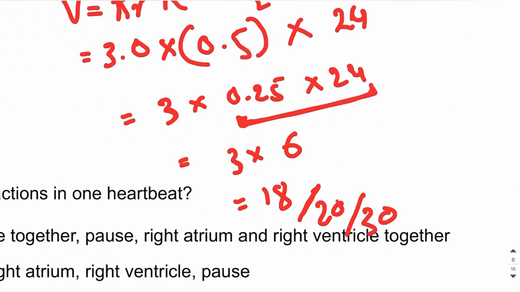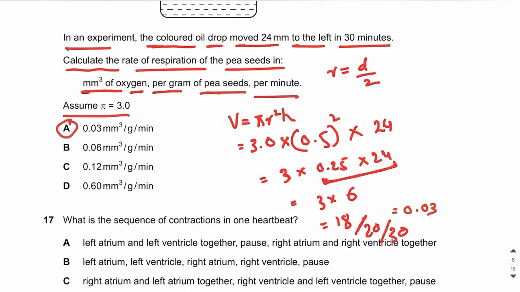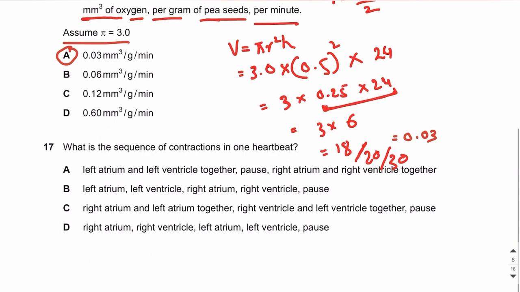So guys, I was saying that if you divide 18 by 20 and then you divide the answer by 30, you will get the answer that is 0.03. So the answer is A. Let's move on to MCQ number 17.